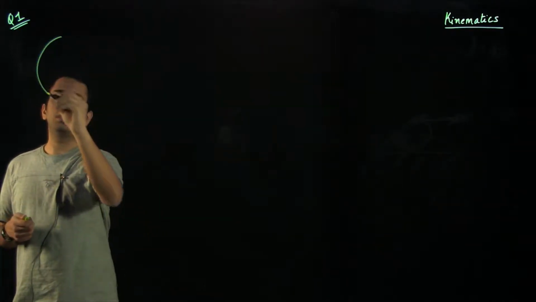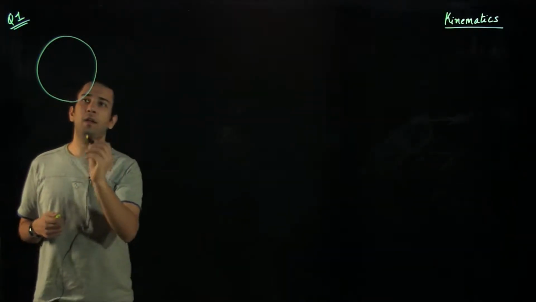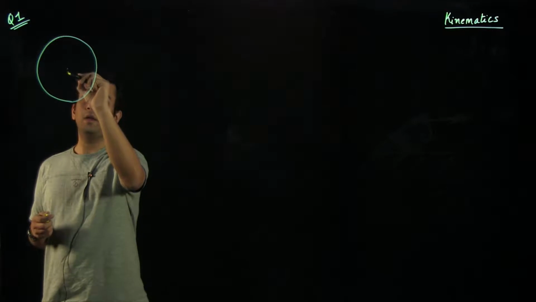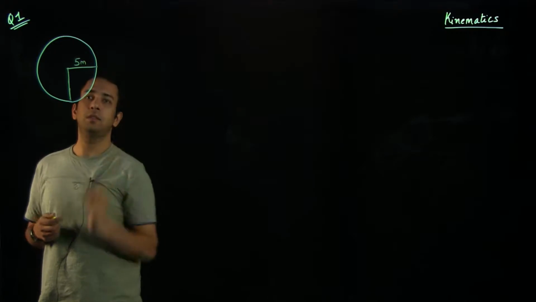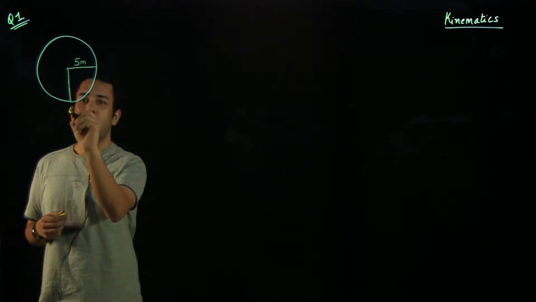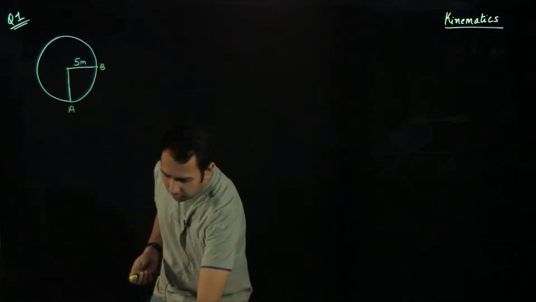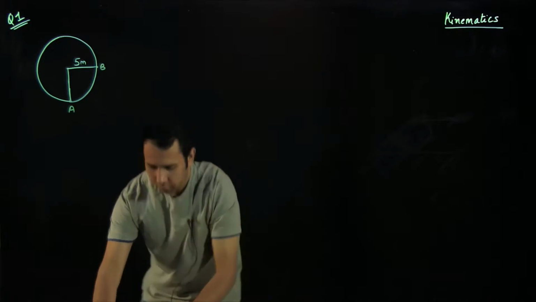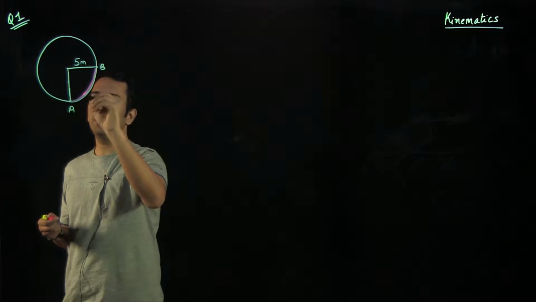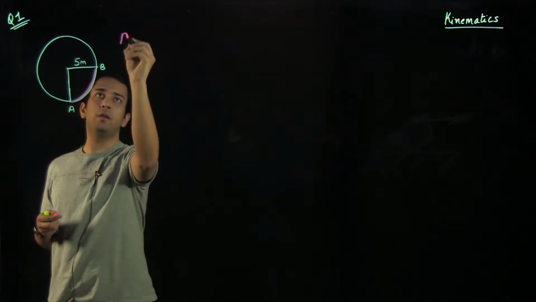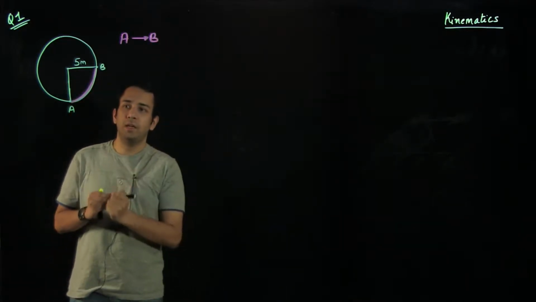So the question says that we have a circular path of radius 5 meters, and there is a point A here and there is a point B here, and a particle is moving from point A to point B. So the motion of the particle is from A to B, and the particle starts at A.